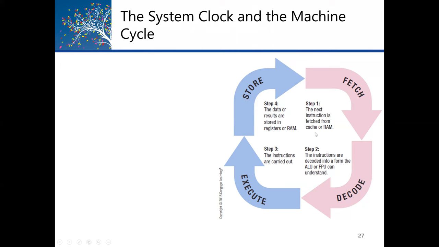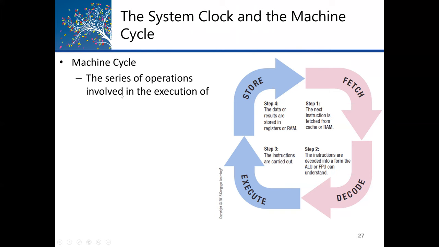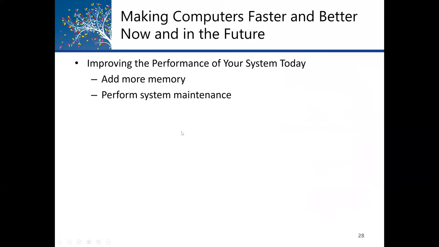So normally we call this the machine cycle process, the system clock and the machine cycle. Fetch, we get data, decode so that the CPU understands, then we execute. After we get the result, we store it back to the RAM. So that's the machine cycle again, a series of operations involved in the execution of a single machine-level instruction.